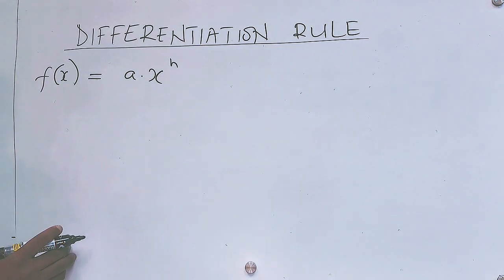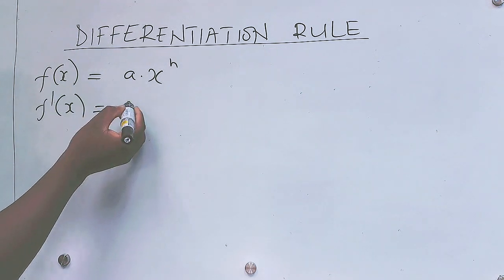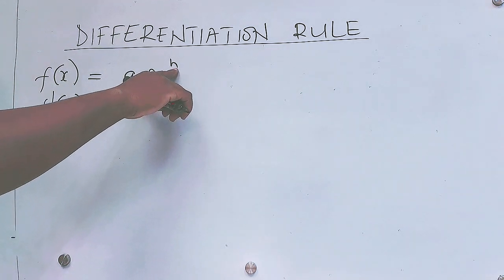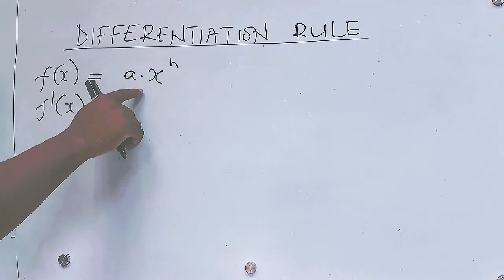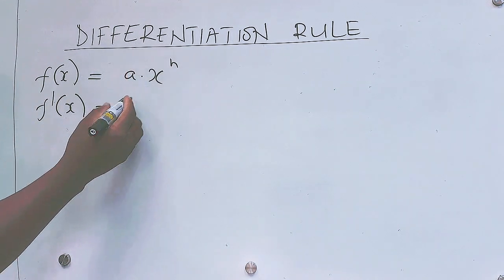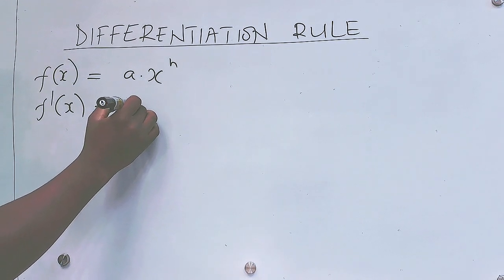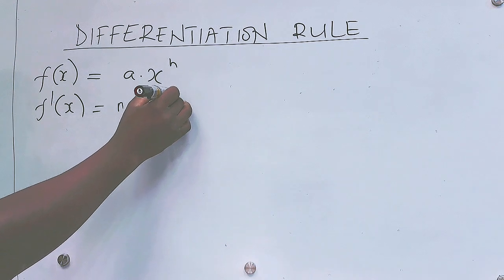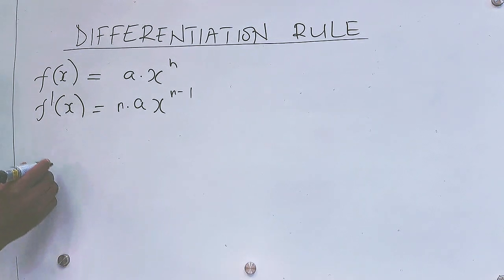If we differentiate it, our first derivative will be equal to: you drop this power, this exponent, it drops down and multiplies the coefficient of x, then you subtract 1. So we have n multiplied by a x power n minus 1. That's our differentiation rule. Let's have an example.